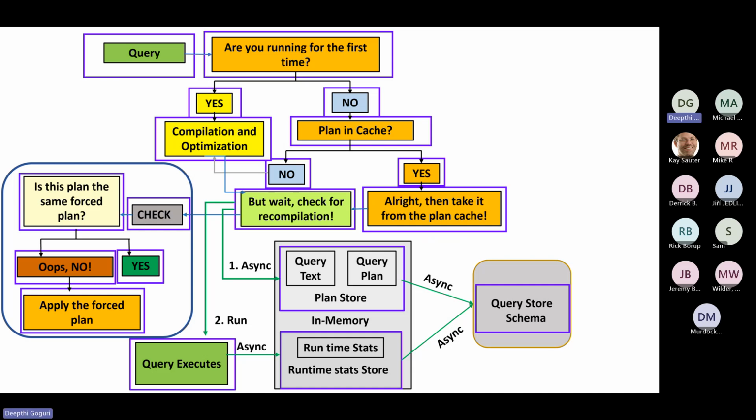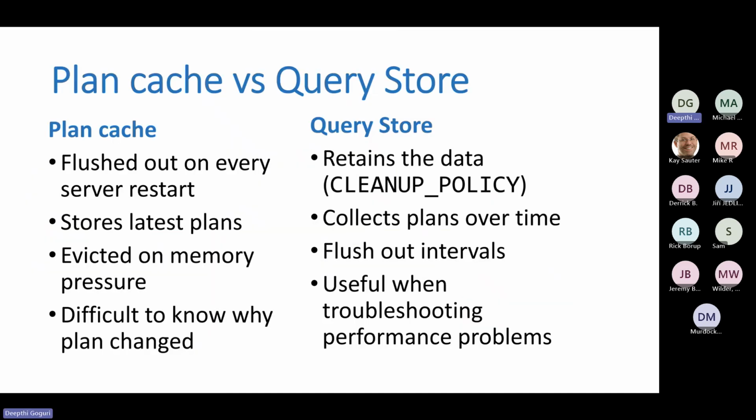So that is the topology, you can say, behind the scenes of the query store. Now, you might be thinking we already have a plan cache and plans are in the plan cache. Why do we need the query store? The main difference is that with the plan cache, there are several scenarios where the plans get evicted out of the cache, and all we have is the recently used plans in the plan cache.